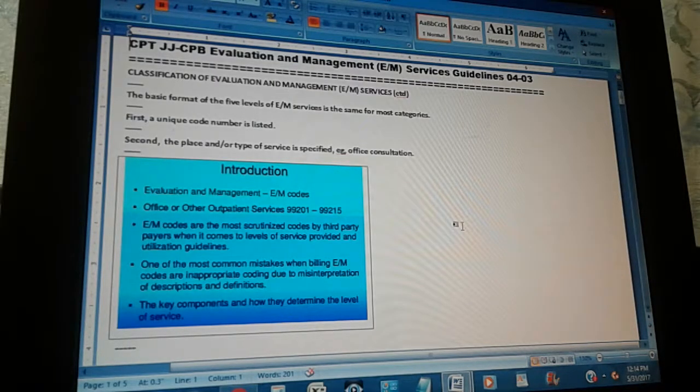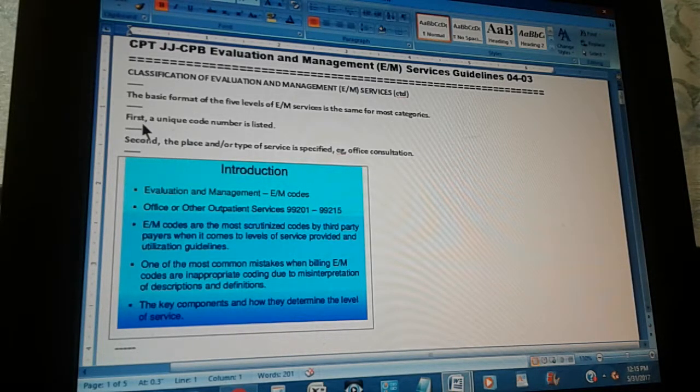CPT Evaluation and Management, or E&M Services Guidelines, page 4, part 3. Classification of Evaluation and Management, E&M Services. The basic format of the 5 levels: there are five things to consider in E&M services, and it is the same for most categories.